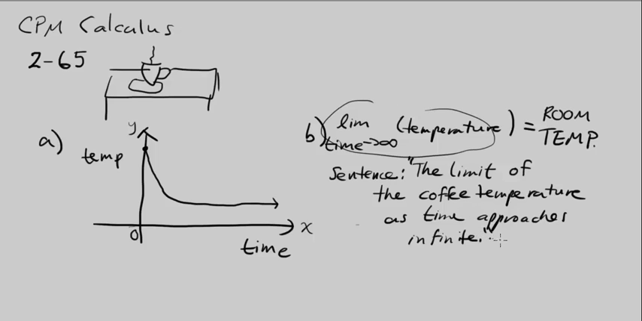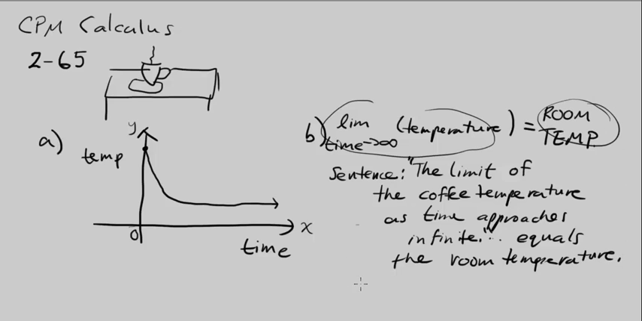Oh, I didn't finish. Equals the room temperature. Right, it equals the room temperature. In plain English, all this is saying is if you wait long enough, the temperature of that coffee is going to be the same temperature of the room. Okay, so this ends chapter 2, number 65 of CPM Calculus.